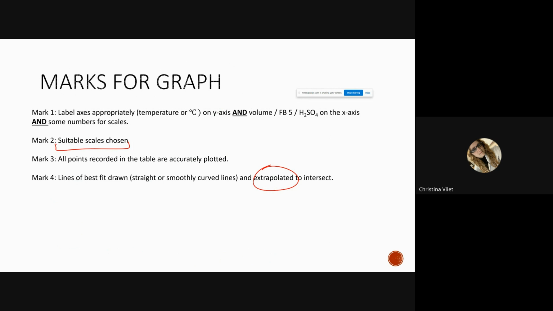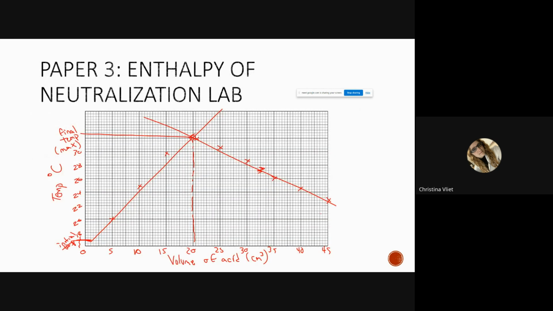It's going to go into the math because you subtract these two temperatures to get the delta T.